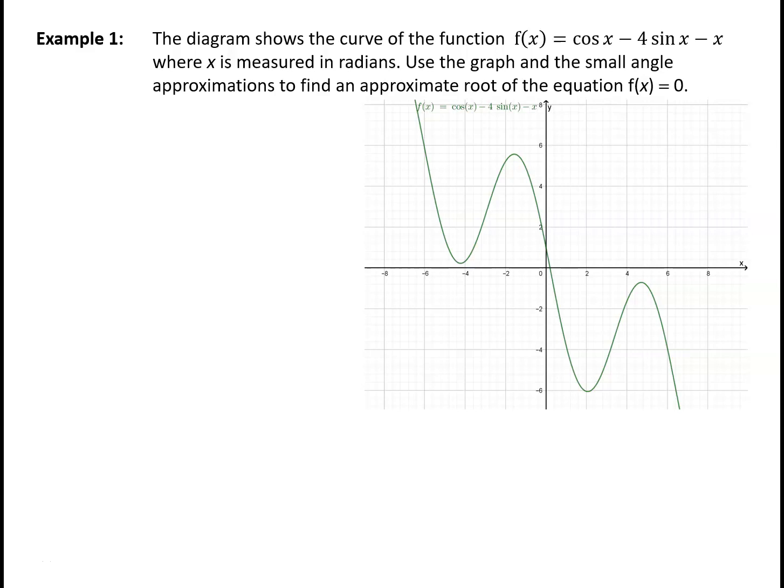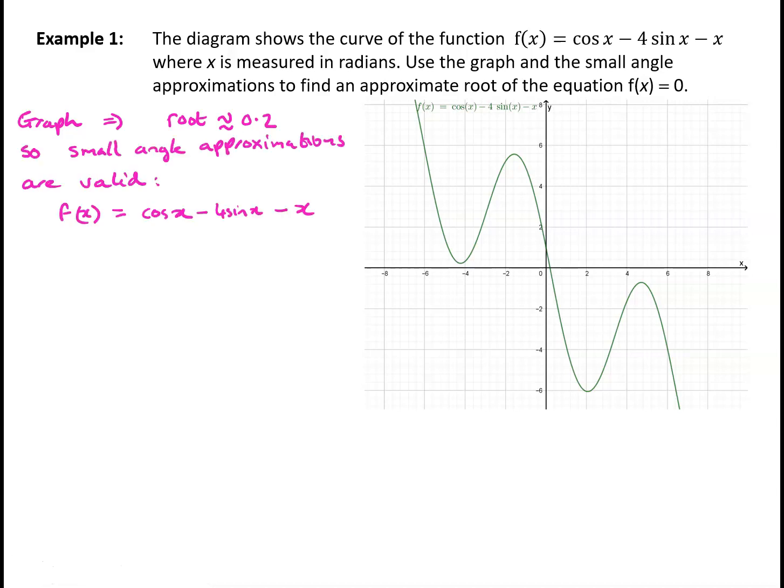We can see from the graph that there is a root of the equation f of x equals 0 at somewhere around about x equals 0.2. Now 0.2 is certainly a small enough value of x that we can use the small angle approximation. We've got f of x is equal to cos x minus 4 sine x minus x. So we can say that f of x is going to be approximately equal to 1 minus a half x squared, which is our small angle approximation for cos x.